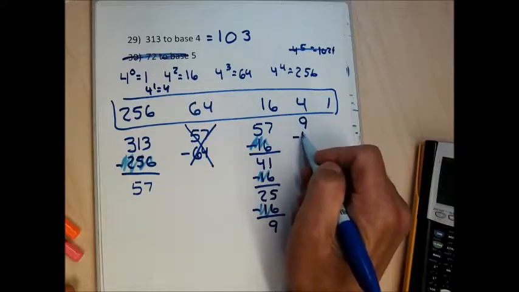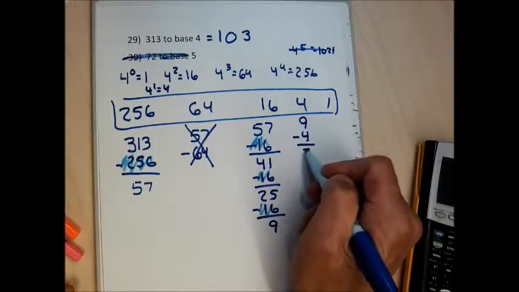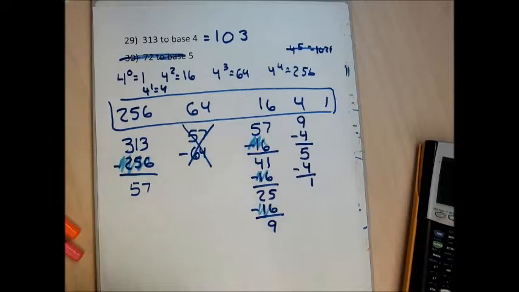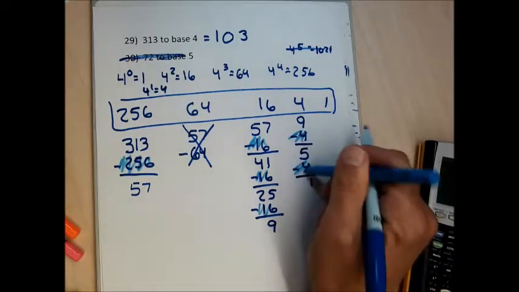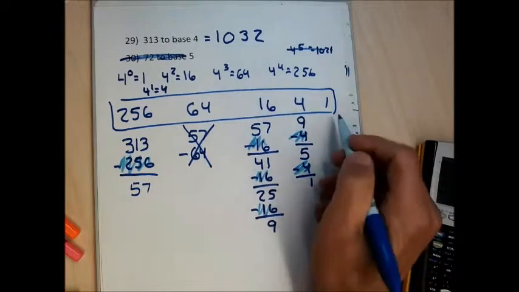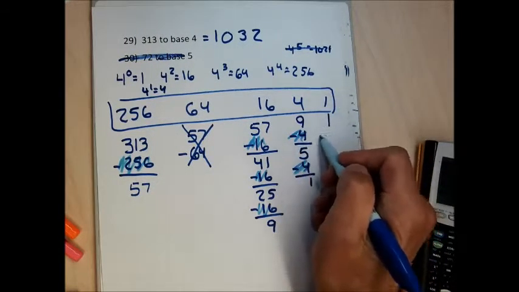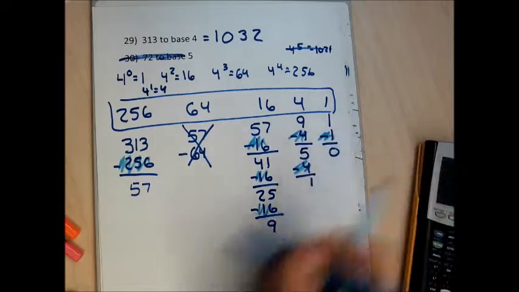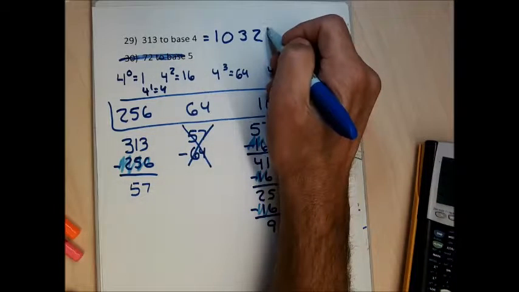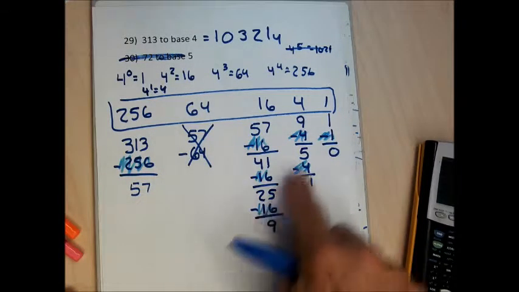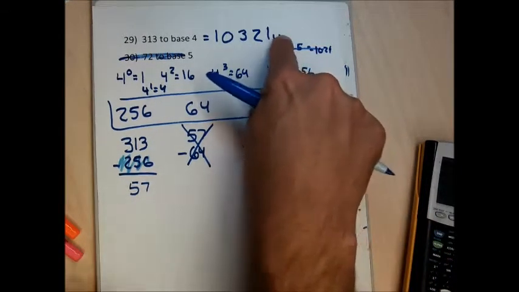I'm going to go 9 minus 4 is 5. 5 minus 4 is 1. Can't subtract again without going negative. I'm going to put a 2 in my answer. I'm going to carry the remainder over and subtract 1. 1 minus 1 is 0. In my answer, I'm going to get a 1. And my base is going to be 4. So it's 1, 0, 3, 2, 1, base 4.